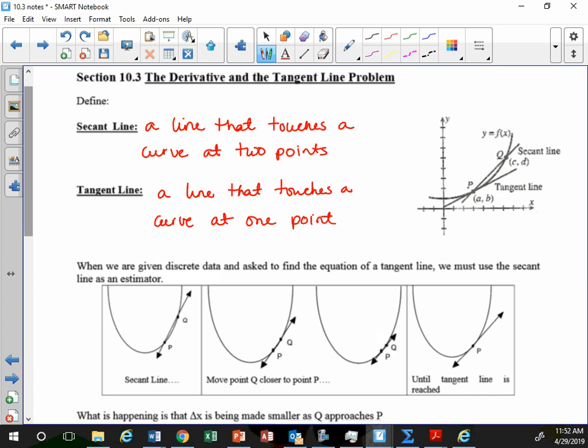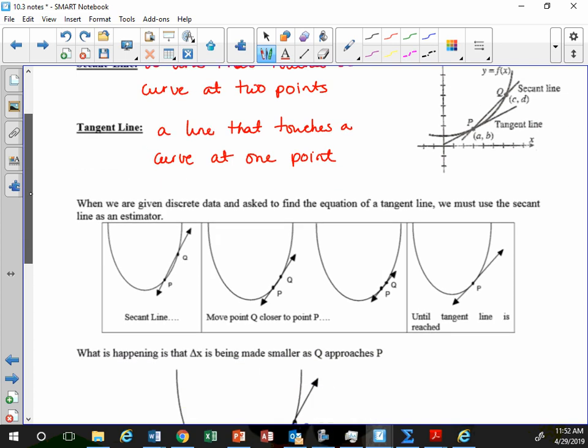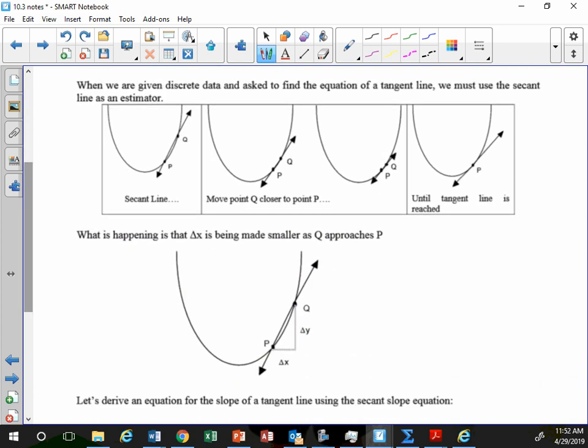Okay, so we're going to figure out how to do that using the secant line. Let me show you in these little pictures down below. If I start with a secant line at these 2 points, I want to bring those points closer and closer together until they're almost the exact same point. Because then what has my secant line become? Tangent line. Okay, that's what we're going to do. We're going to use the slope of the secant line to find the slope of the tangent line. So let's look at this picture down here.